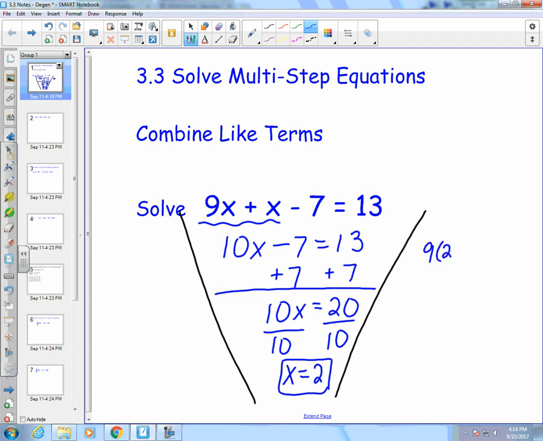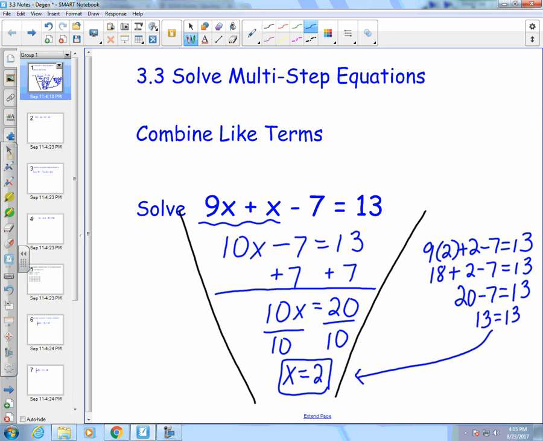9 times 2 plus 2 minus 7 equals 13. You're substituting that 2 in for all of your x's, and then you start working through the math. 9 times 2 is 18, plus 2 minus 7 equals 13. 18 plus 2 is 20, so 20 minus 7 equals 13. And we get down to 13 equals 13. That's a true statement. Therefore, we know that x equals 2 is our correct answer.